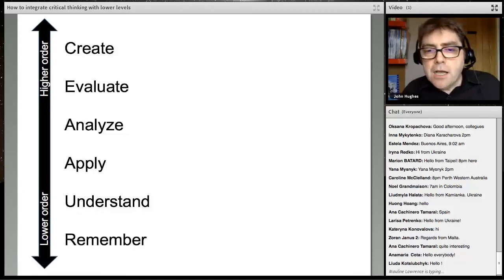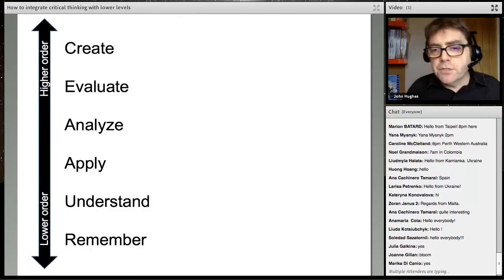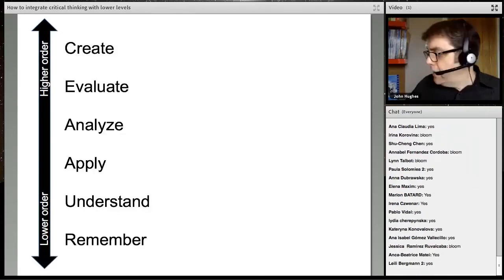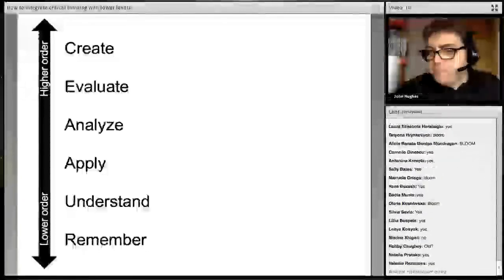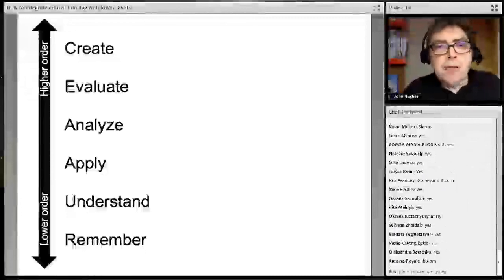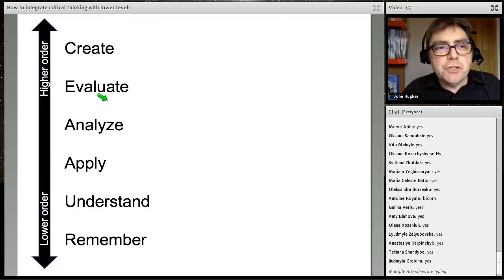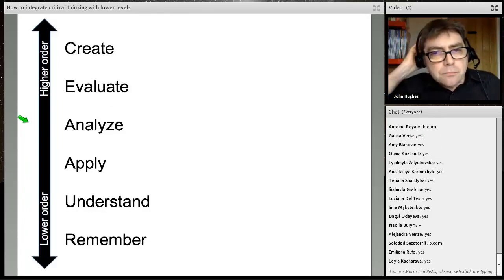On the slide, you can see something which I've shown people before. If you've heard of Bloom's taxonomy, can you just type Bloom or yes or something in the chat box so everybody knows? Yep, lots of people typing yes. Good. So what we're looking at here is an adaptation on this slide. There should be a green arrow on the slide as well.